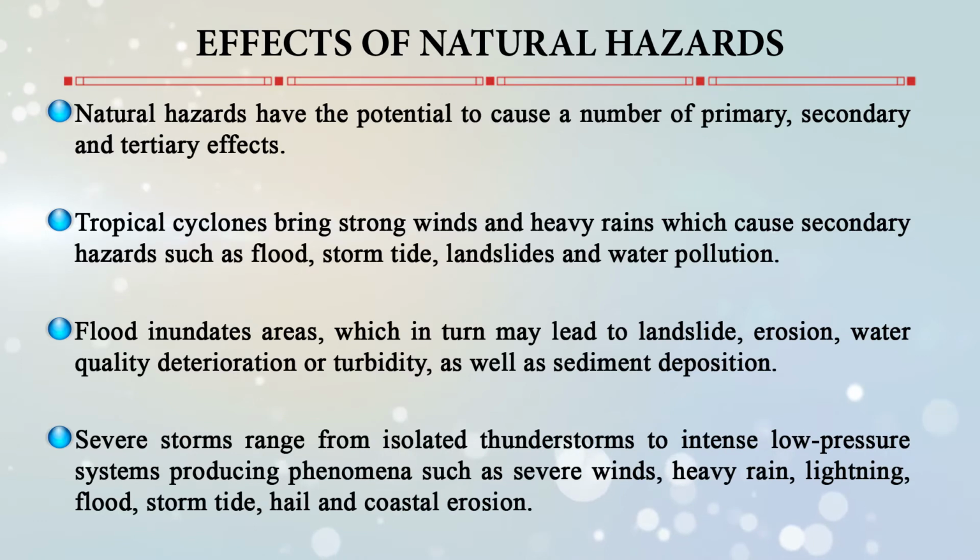In the same way, severe storms can range from isolated thunderstorms to intense low pressure systems producing phenomena such as severe winds, heavy rain, lightning, flood, storm tide and coastal erosion. So, if the primary effect is the flood or the storm, then these could be the other effects that also can be caused to a certain area or region.